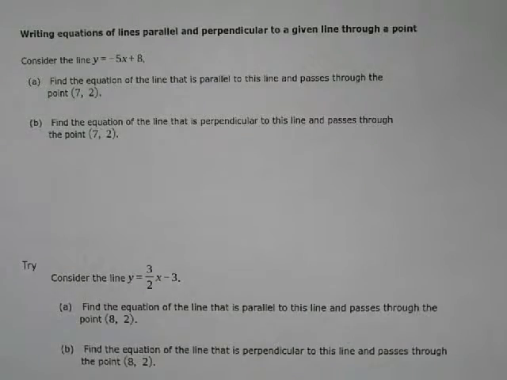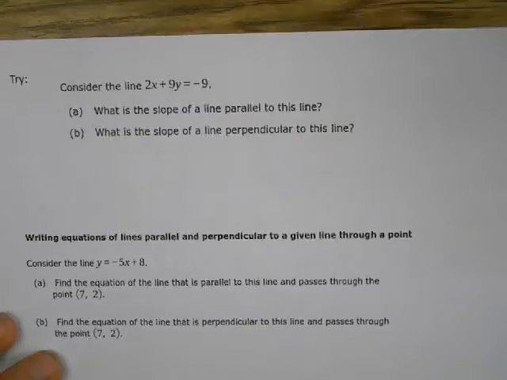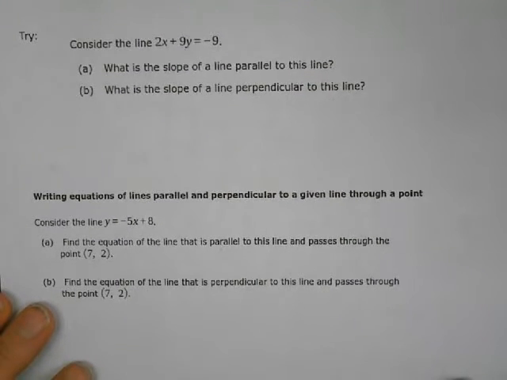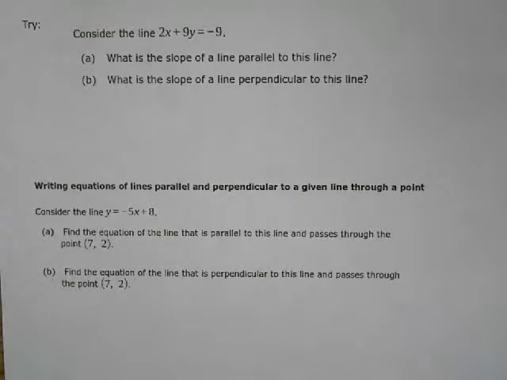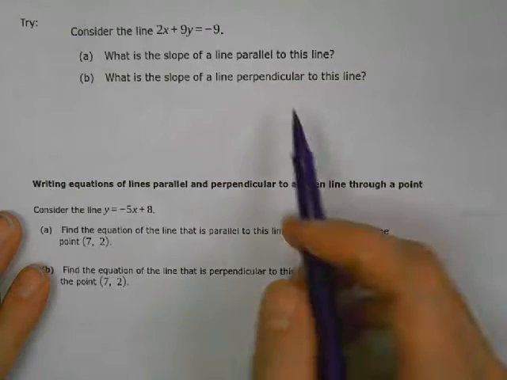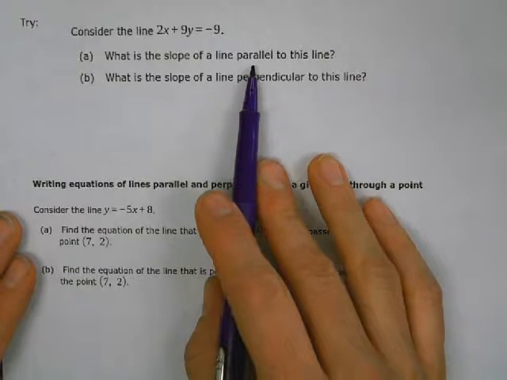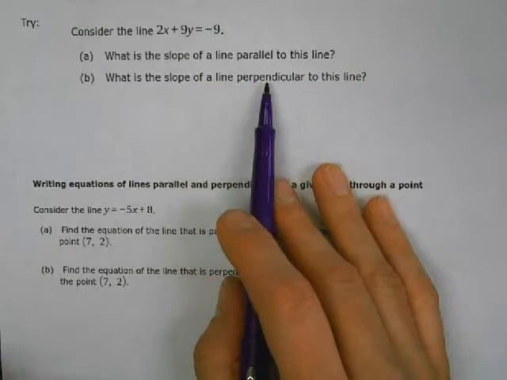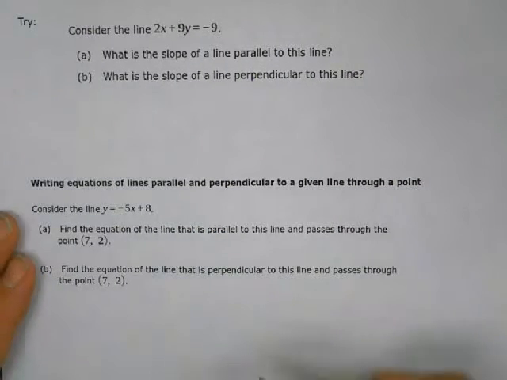All right, let's see. Here's a very similar problem. Again, if you'd like to try it on your own, you can go ahead and pause. Otherwise, I will walk through this one as well. Okay, so consider the line 2x plus 9y equals 9. Again, we have the same questions. We need to know what the slope of a line parallel and perpendicular to this line would be.